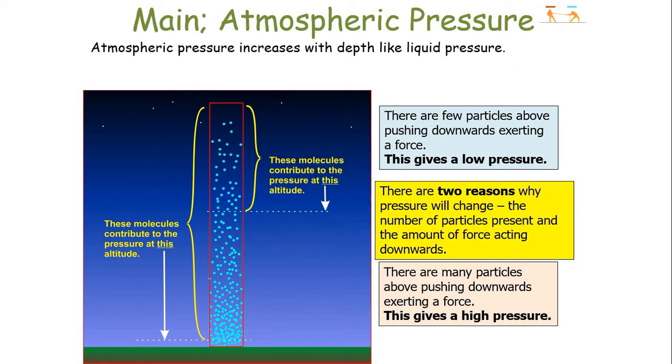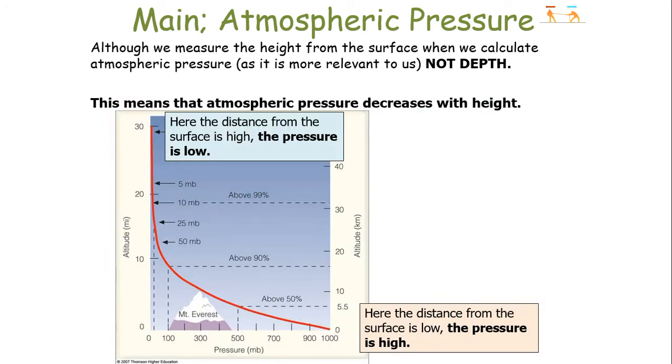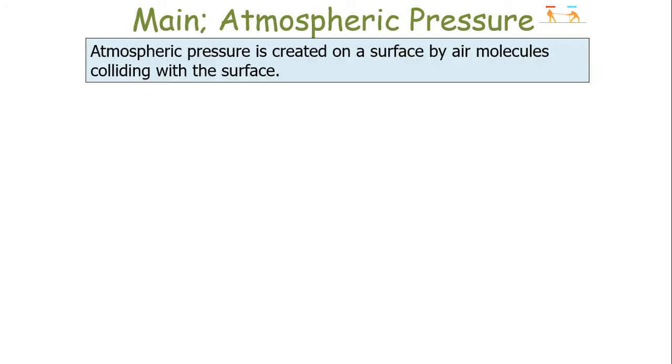So there are two reasons why atmospheric pressure can change: the number of particles present and the amount of force acting downwards. The closer you are to the surface of the Earth, the higher the pressure, because there are more particles above you at that point exerting a force downwards. But the further away you are from the surface, the higher up you are in the atmosphere: number one, there are fewer particles above you exerting a force downwards. Number two, there are fewer air particles in general, so fewer air particles exerting the force pushing down. So we can link it into that idea.